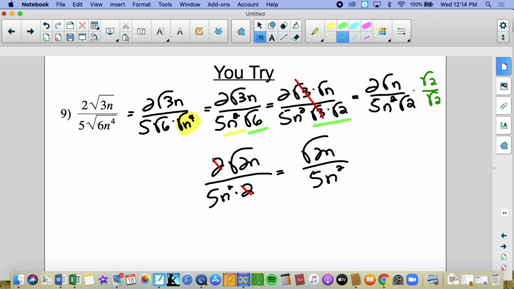So we're left with 2 rad n over 5n squared rad 2. We have to rationalize it by multiplying by rad 2 over rad 2. And that gives me 2 rad 2n over 5n squared times 2. Again, we're going to cancel like factors in the numerator and the denominator. And my final answer is rad 2n over 5n squared.